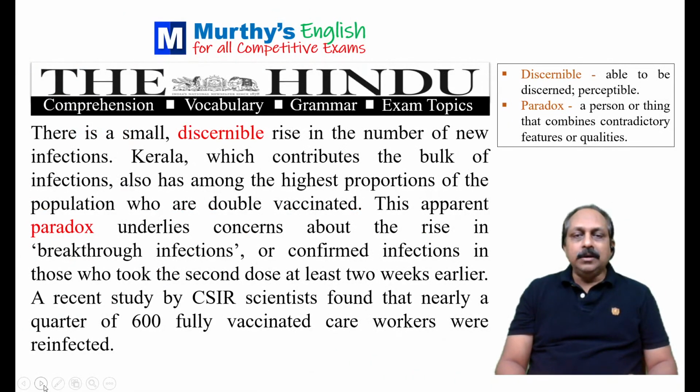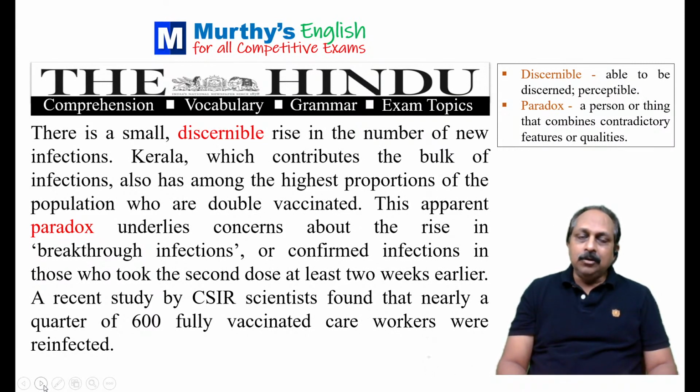There is a small discernible rise in the number of new infections. Why has this editorial been written? Because of the rise in the number of cases. Small, discernible. There is one important word, discernible, means perceptible, able to be discerned or perceived. Now, this editorial has been written keeping that in mind. There is a small, discernible rise in the number of new infections, and some states, especially Kerala, is a hotspot.